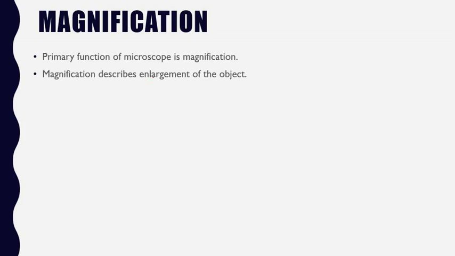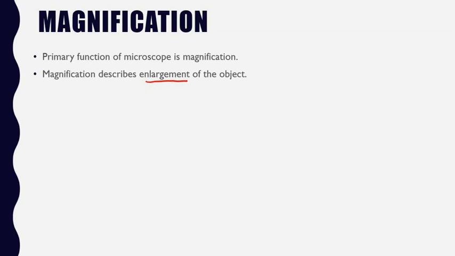After knowing the principle of microscopy, there are two terms related to microscopy that you should know: magnification and resolution. We start with the first word, magnification. The primary function of a microscope is to magnify the image. Magnification describes the enlargement of the object, whatever the object is in real.